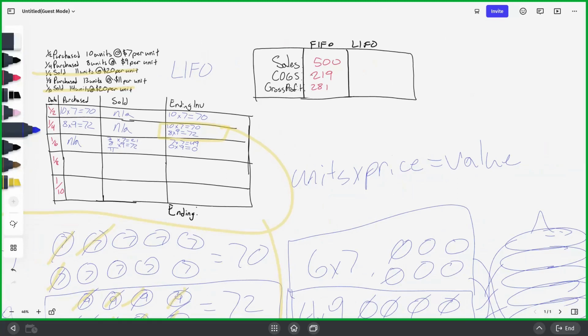So now we got to purchases. We have 13 units times 11 equals 134. We don't have anything sold. And we toss that at the end of our inventory.